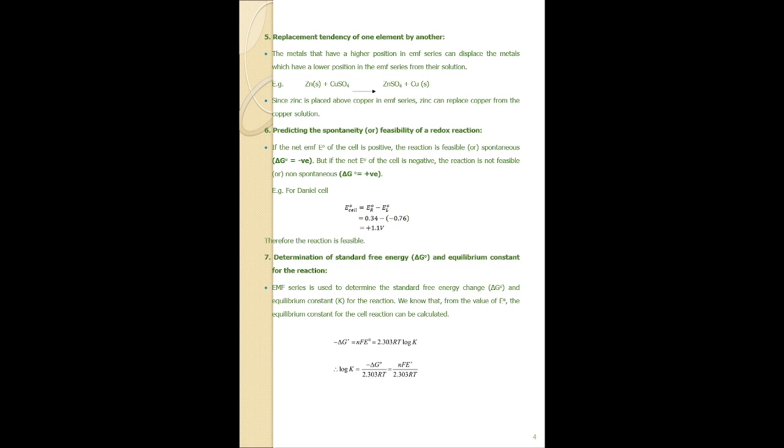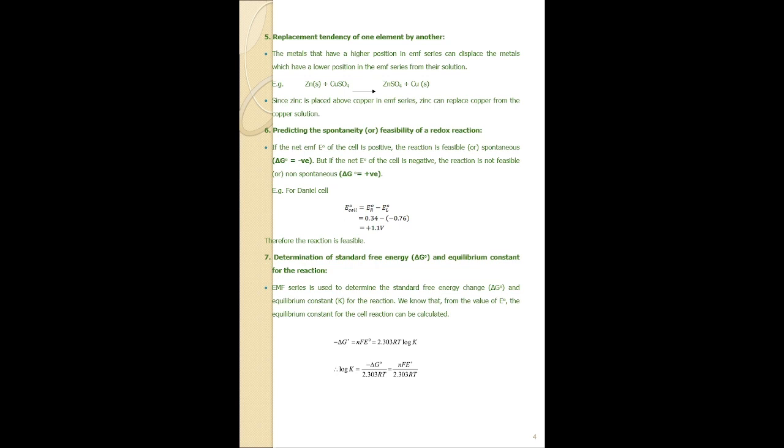But when you go vice versa, that means copper plus zinc sulfate, the reaction will not take place because copper is least reactive and zinc is most reactive, so copper will not displace zinc. From this, we can infer that the most reactive elements can displace the least reactive, but the least reactive will not displace the most reactive elements. The sixth one is predicting the spontaneity or feasibility of a redox reaction.